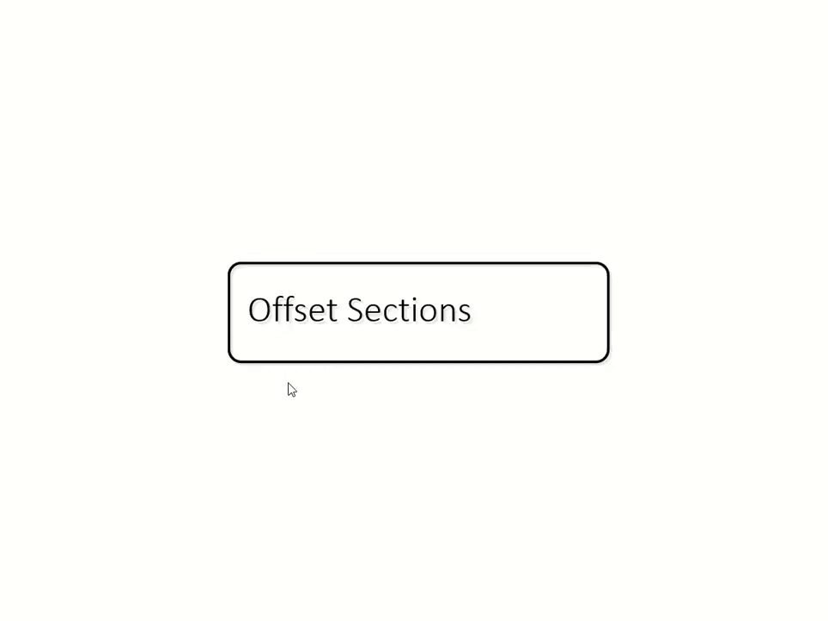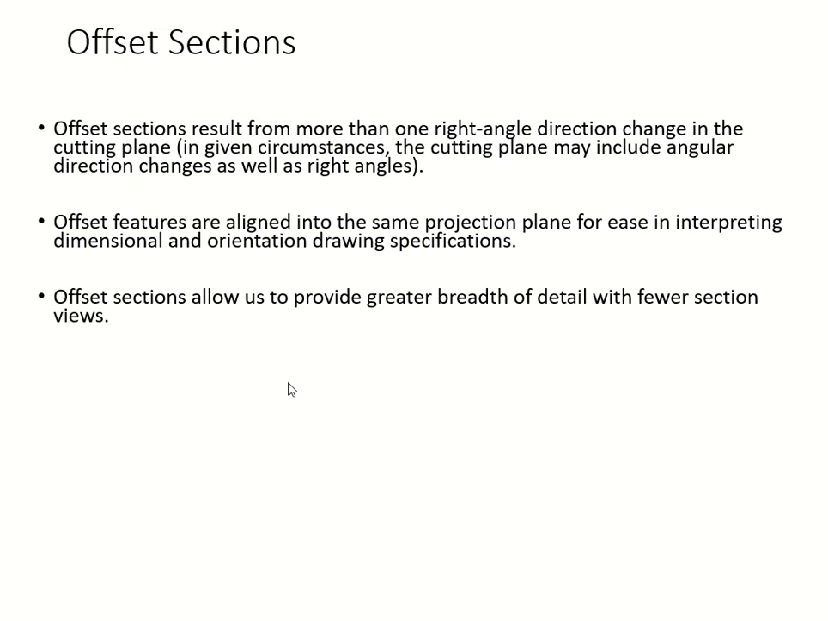All right, then we come into offset. So let's see how we do offset for sectioning. Offset sectioning is more than one right angle direction change. I'll show you what that is when we do the offset section in the example problem. Offset features usually are aligned into the same projection plane. I'll show you that one as well.